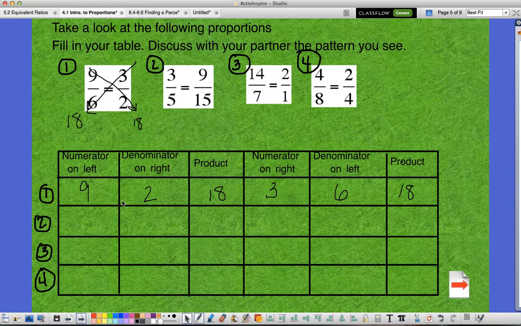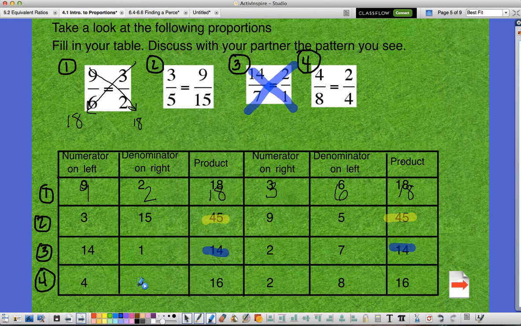All right, so what you should have come up with is this. Okay, so you have 3 and 15, which gave you 45, and 9 and 5, which gave you 45. You're really just taking the cross numbers here. You should have noticed that every time you multiplied them, they gave you the same product. Now, they didn't give you the same product every time, obviously, because they were different numbers, but within each proportion, each time you did cross multiplication, as we call it, it gave you the same product.